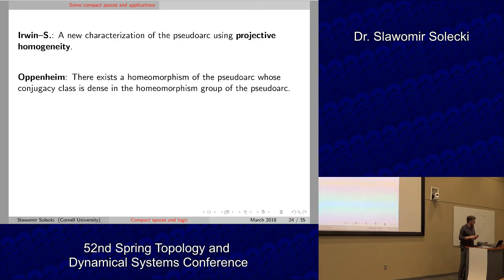Then Oppenheim, for example, used this to find a homeomorphism of the pseudo-arc whose conjugacy class is dense in the group of all homeomorphisms. So this is something that was not known, right? You look at the homeomorphism group of the pseudo-arc, that's just a group. You find a homeomorphism there so that if you keep conjugating, you will get a dense subset.